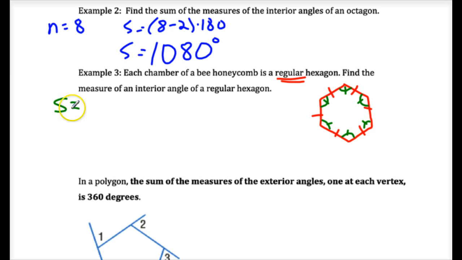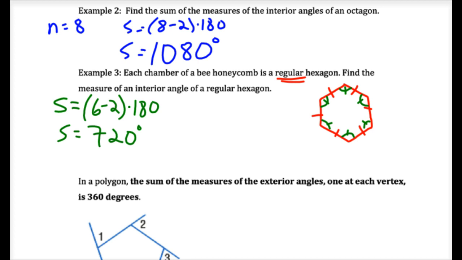First, we have to find the sum of all the angles. So it's going to be the quantity of 6 minus 2 times 180 degrees, which I think we did on the front. That's 720 degrees. All of those angles, guys, added together make 720 degrees.